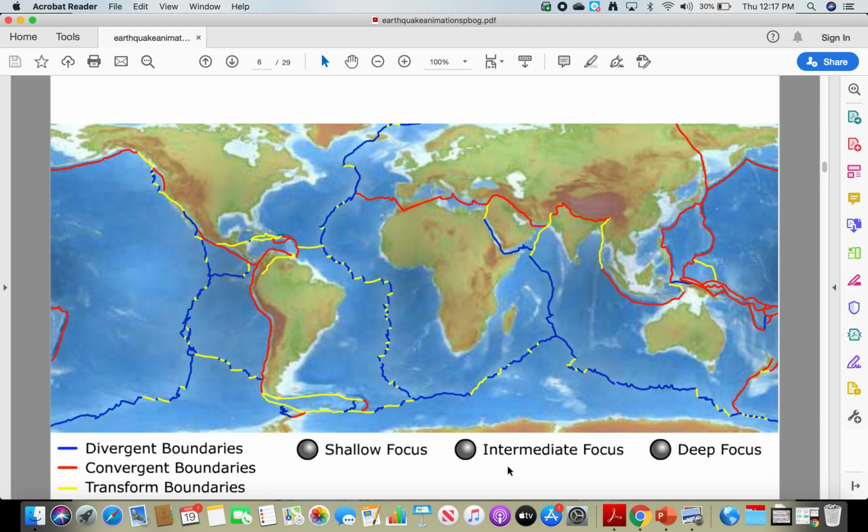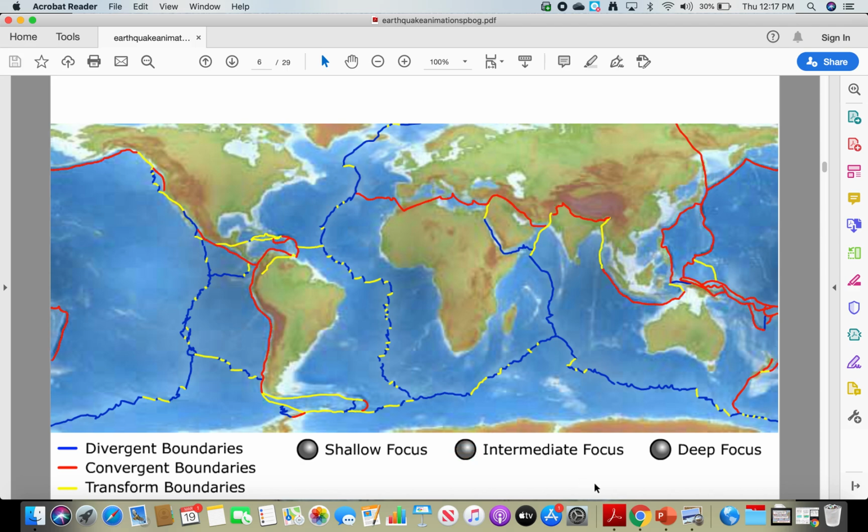What about an intermediate focus? Where do you think an intermediate focus could occur? Divergent, convergent, or transform? Let's find out. Where are all those green dots? Most of those green dots are at what kind of boundary? Subduction, right? Convergent boundary, convergent subduction. There's a couple at transform, right? A couple, okay.